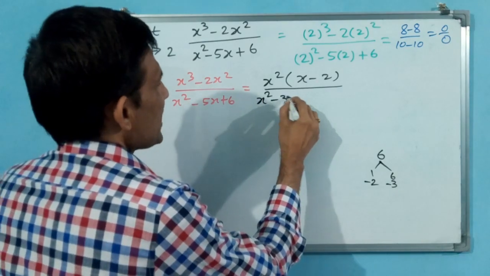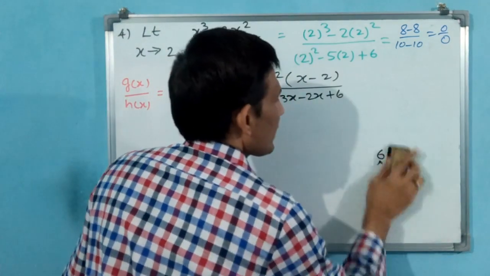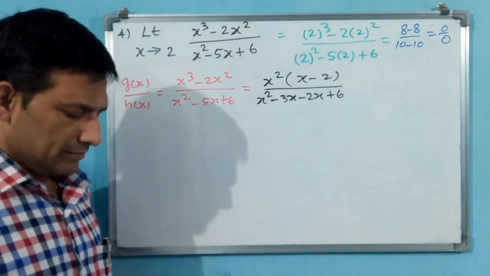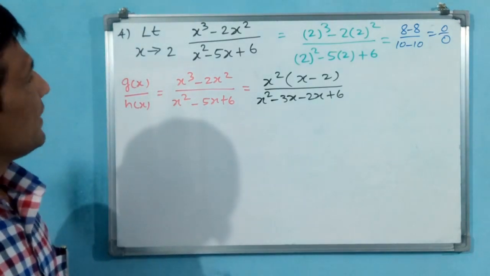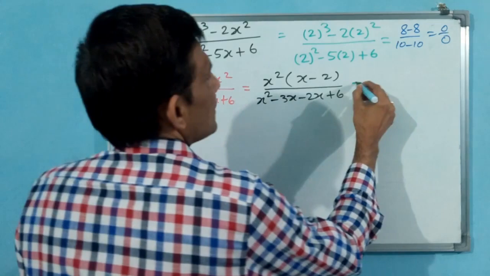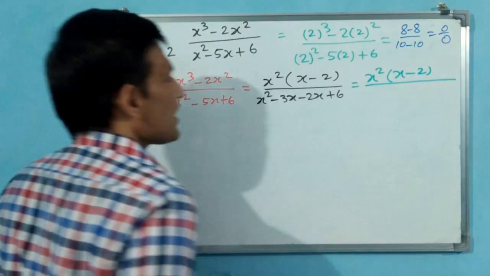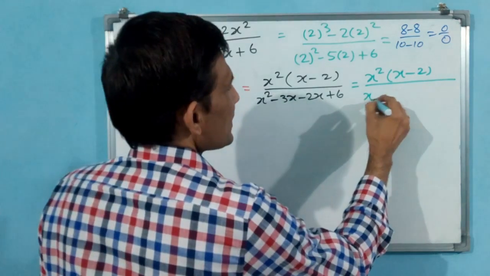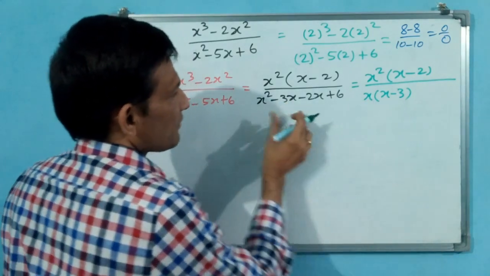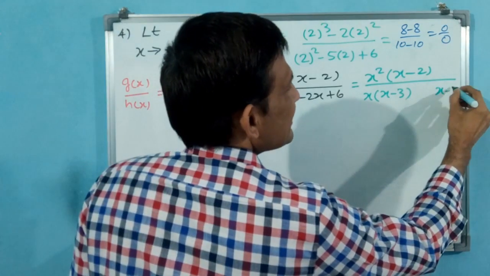x square minus 3x minus 2x plus 6. Is it okay? If I write like this, then you see what will happen. Okay, the numerator will be the same, x square into x minus 2, but the denominator is going to change. Why? Because I am going to take x common, x minus 3, x square minus 3x. First two terms are over. Then for the second two terms, this should be there again, x minus 3.